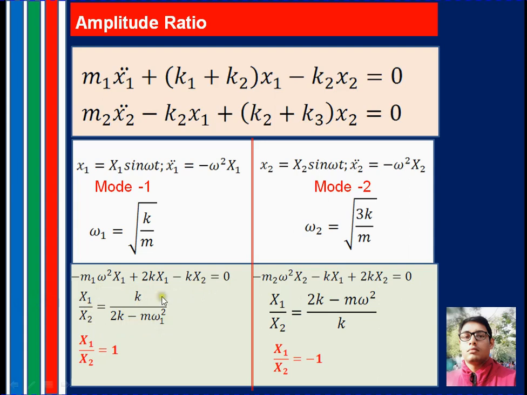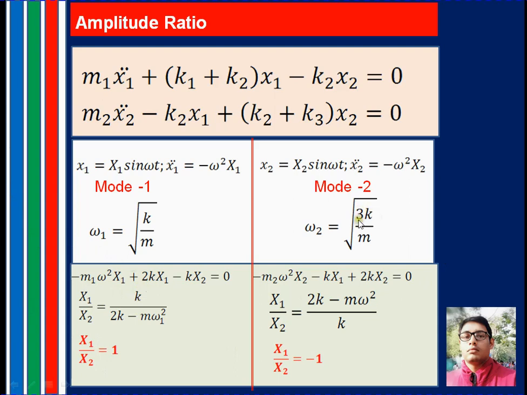Omega 1 square is k by m. So m into k by m will be k itself. 2k minus k, divided by k, that is 1. That means x1 and x2 will move in the same phase and with the same displacement. So it will act as a single body that is moving together.